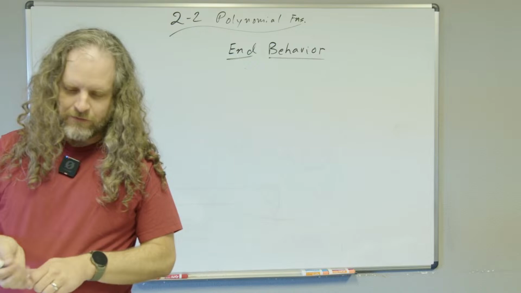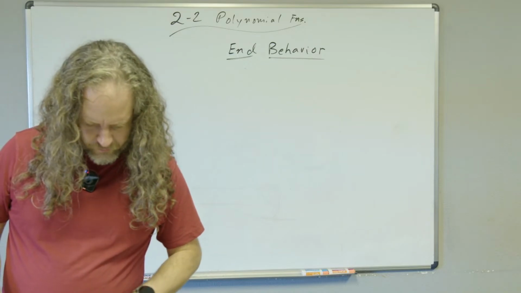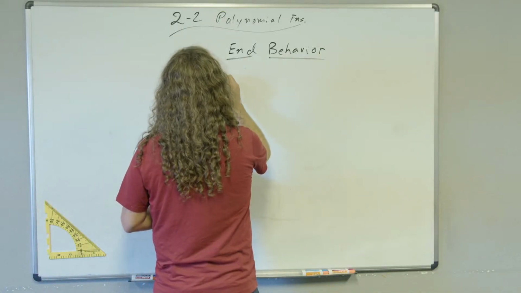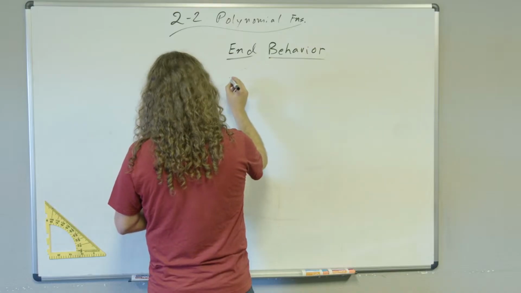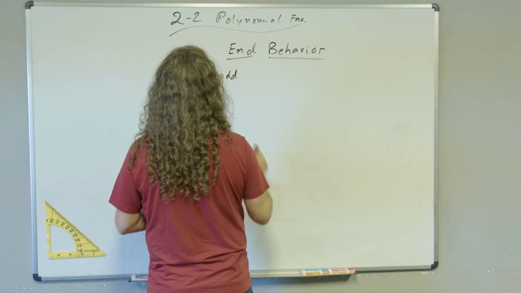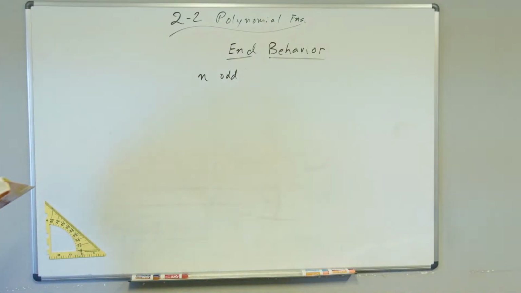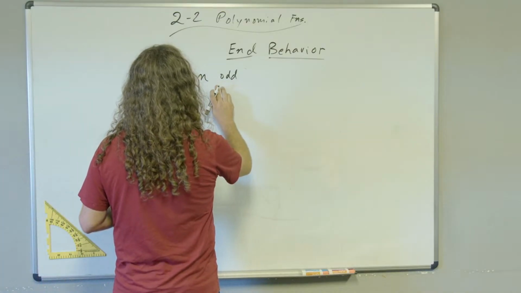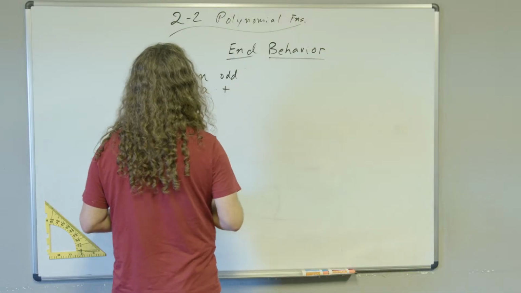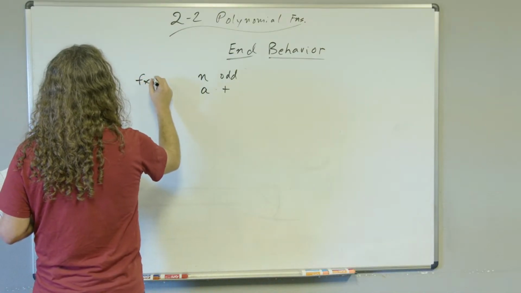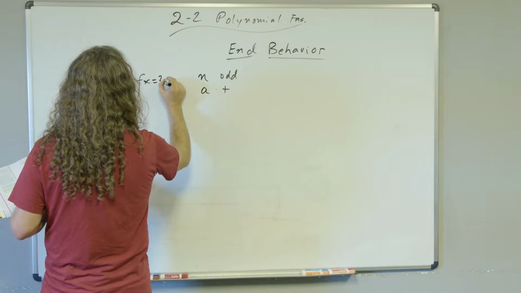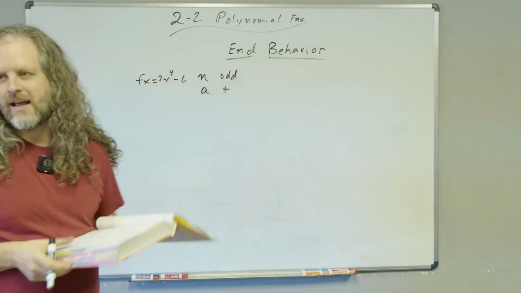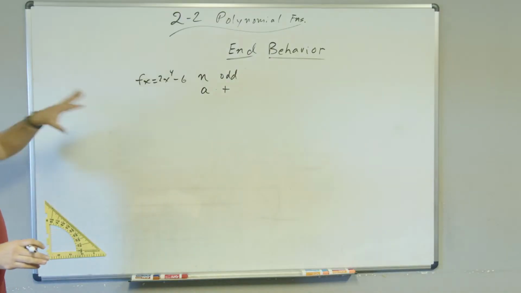So if the exponent, the n, is odd, so cubed or to the 5th or whatever, and a is positive, so like f of x equals 2x to the 4th minus 6, or whatever. You can have other x's in there, but something along those lines.